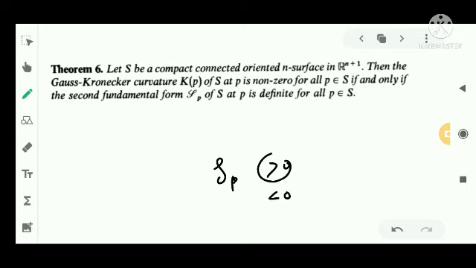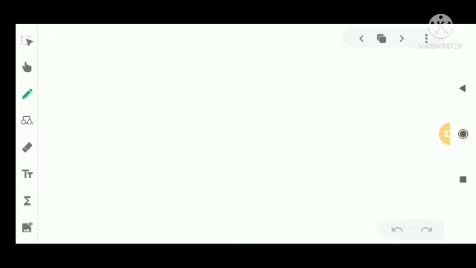ഇനി Gauss-Kronecker curvature നമുക്കറിയാം, it is the determinant of a Weingarten map, or otherwise we can say that it is the product of eigenvalues. Determinant means it is the product of eigenvalues. So this is the relation between Gauss-Kronecker curvature and second fundamental form. So first we prove the sufficient part, that is we suppose that the second fundamental form SP is definite for every P belongs to S.